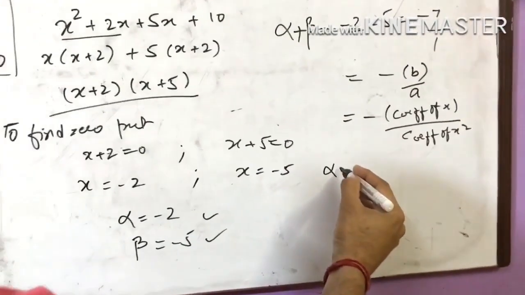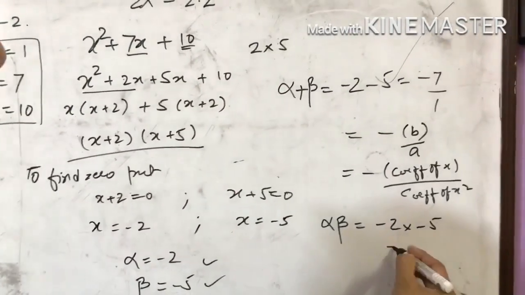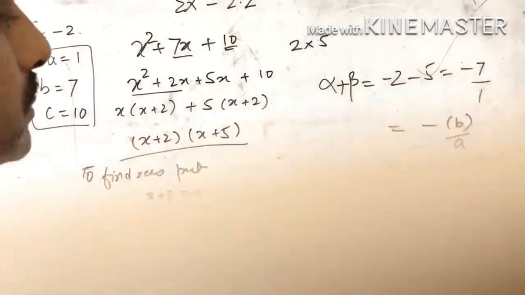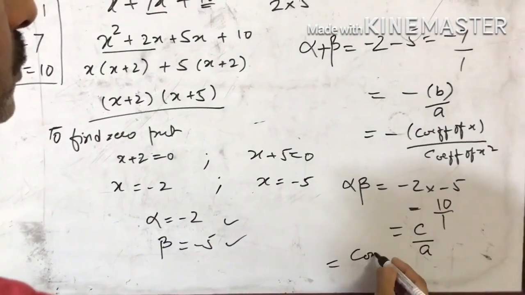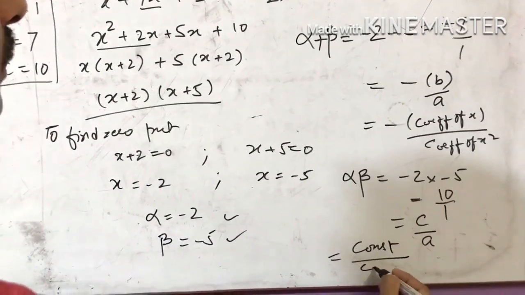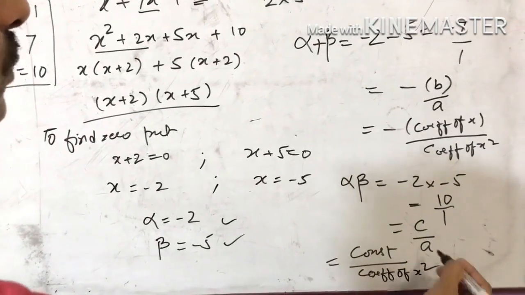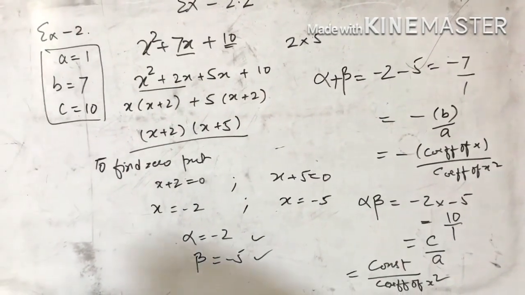Now the product of roots: -2 multiplied by -5, you will get +10. You can write it as 10 over 1. So what is 10? It is c, and what is 1? It is a. So it is the constant term divided by the coefficient of x square. So we have proved the relationship also. So this is example number 2.